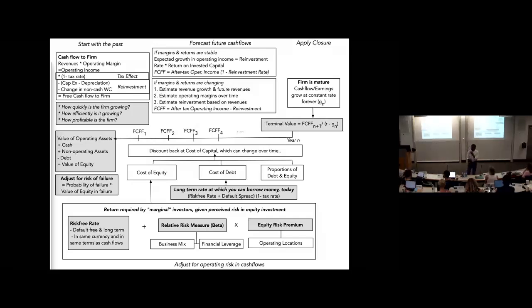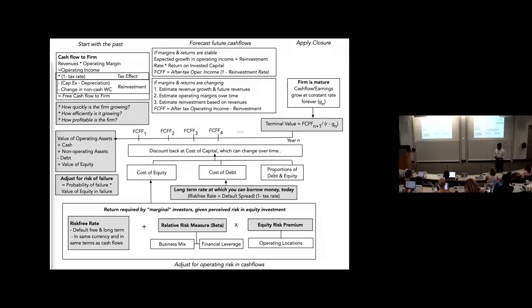So after you've looked at the past, not just at your company, you could look at the industry, you could look at the market. Then I'm going to say, okay, you've done your research. Your job now is to forecast the future. And your first reaction is, I don't want to do it. There's too much uncertainty. But guess what? In valuation, you have no choice. You have to forecast the future.